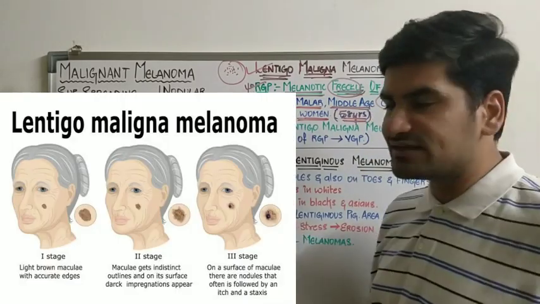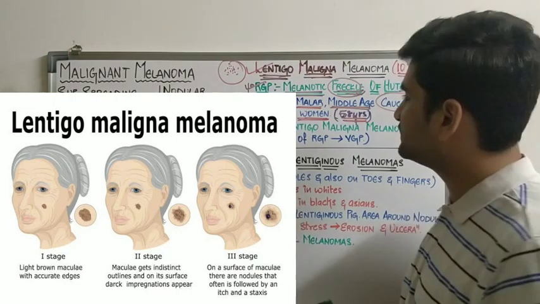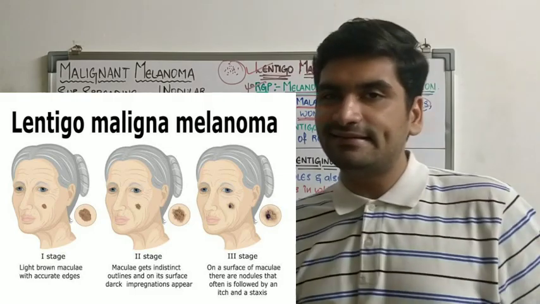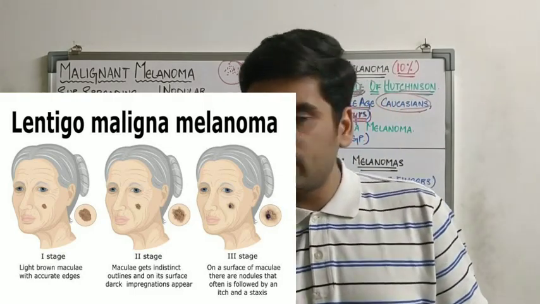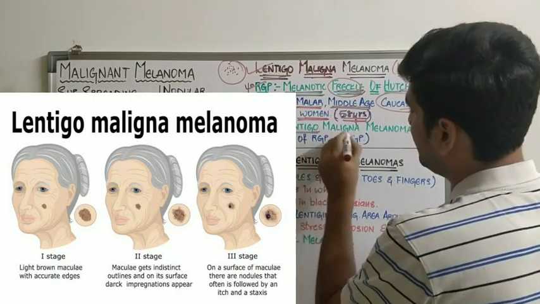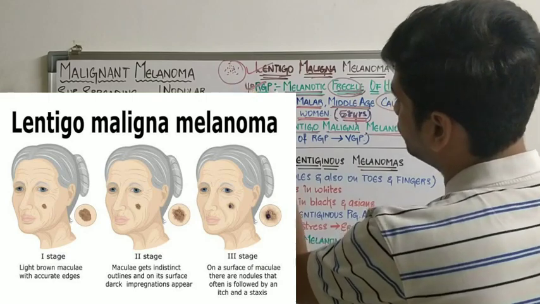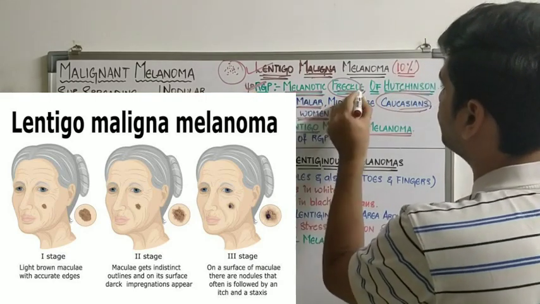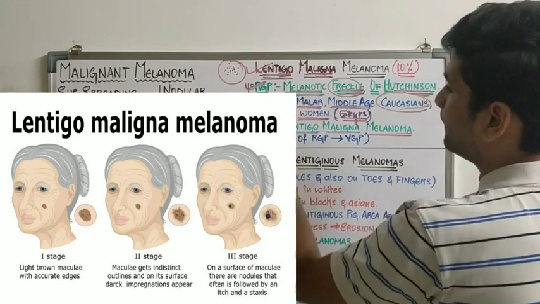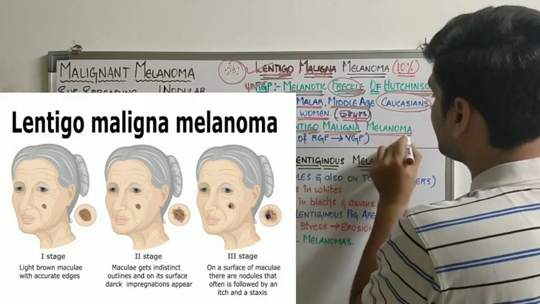So now when the lesion is going to move from radical growth phase to vertical growth phase, it is going to turn a bit varied. It is going to vary in the discoloration. It is going to have nodular eruptions or ulceration, and it is named lentigo maligna melanoma. So the radical growth phase is named melanotic freckle of Hutchinson or lentigo maligna, and the vertical growth phase is named lentigo maligna melanoma.